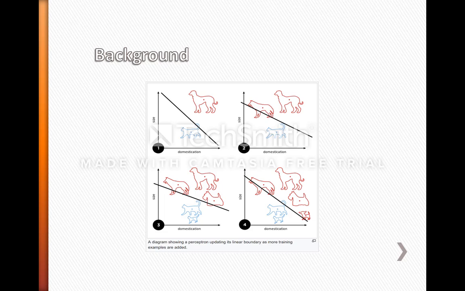So you have these various animal types, and you can see, based on size and domestication, the slope of the line is changing as additional animals are input into the system. And it's using that slope to give you a corresponding output based on the series of inputs. And you see the slope is changing dependent on those inputs.